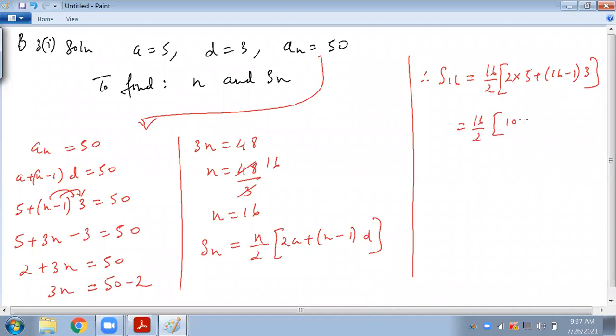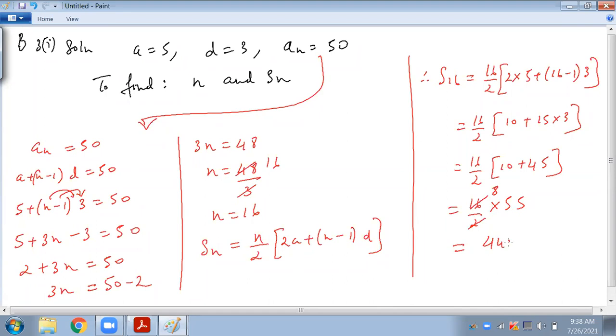First solve the bracket. 10 plus 15 into 3. So 15 into 3 is how much? 45. And 45 plus 10 is how much? 55. Now cut it and multiply. That means S16 is 440. So we also found n. We got n is 16. Then we found Sn. Sn means whatever n is, we find the sum of that many terms. So we are finding S16. And S16 we got 440.